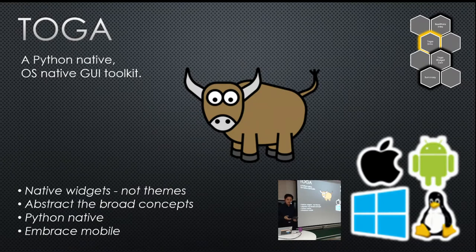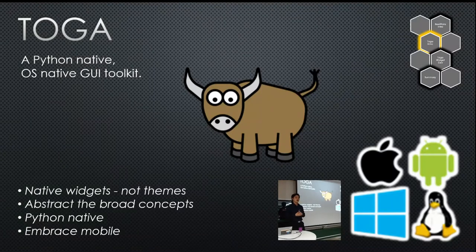So, abstract the broad concepts. Meaning with that in mind, one develops an application in Python, but when it deploys, there's something that we are delegating. Let's say you develop a widget like a button or a text box, or let's say the menu. This button or text box will have its own interpretation in the particular target that you're targeting.